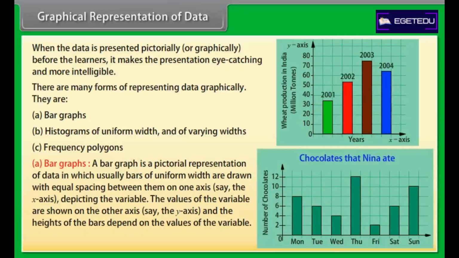Let us take one example to read the bar graphs. Observe this bar graph. This represents the number of chocolates that Nina ate last week. Now can you tell which day did she eat the most number of chocolates? We can see that on Thursday she ate most number of chocolates.